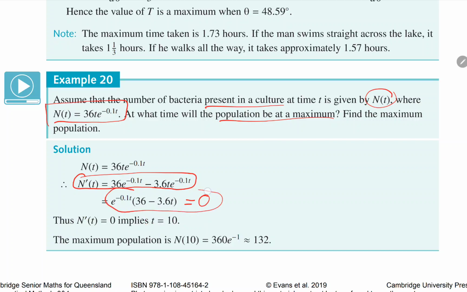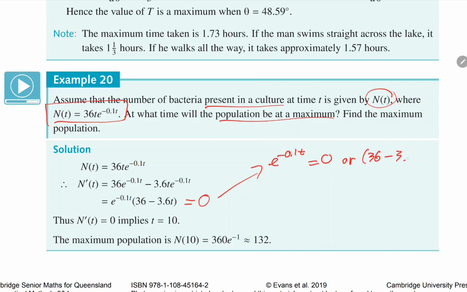How do we solve this equation here? Any idea? How do we solve this equation equals to 0? Would you split it up so it's e to the power minus 0.1t is equal to 0? Mm-hmm. And then, very good, 36 minus 3.6t. Very good. Okay, and then? And then you can do ln 0 is equal to negative 0.1t. Then divide both sides by -1.